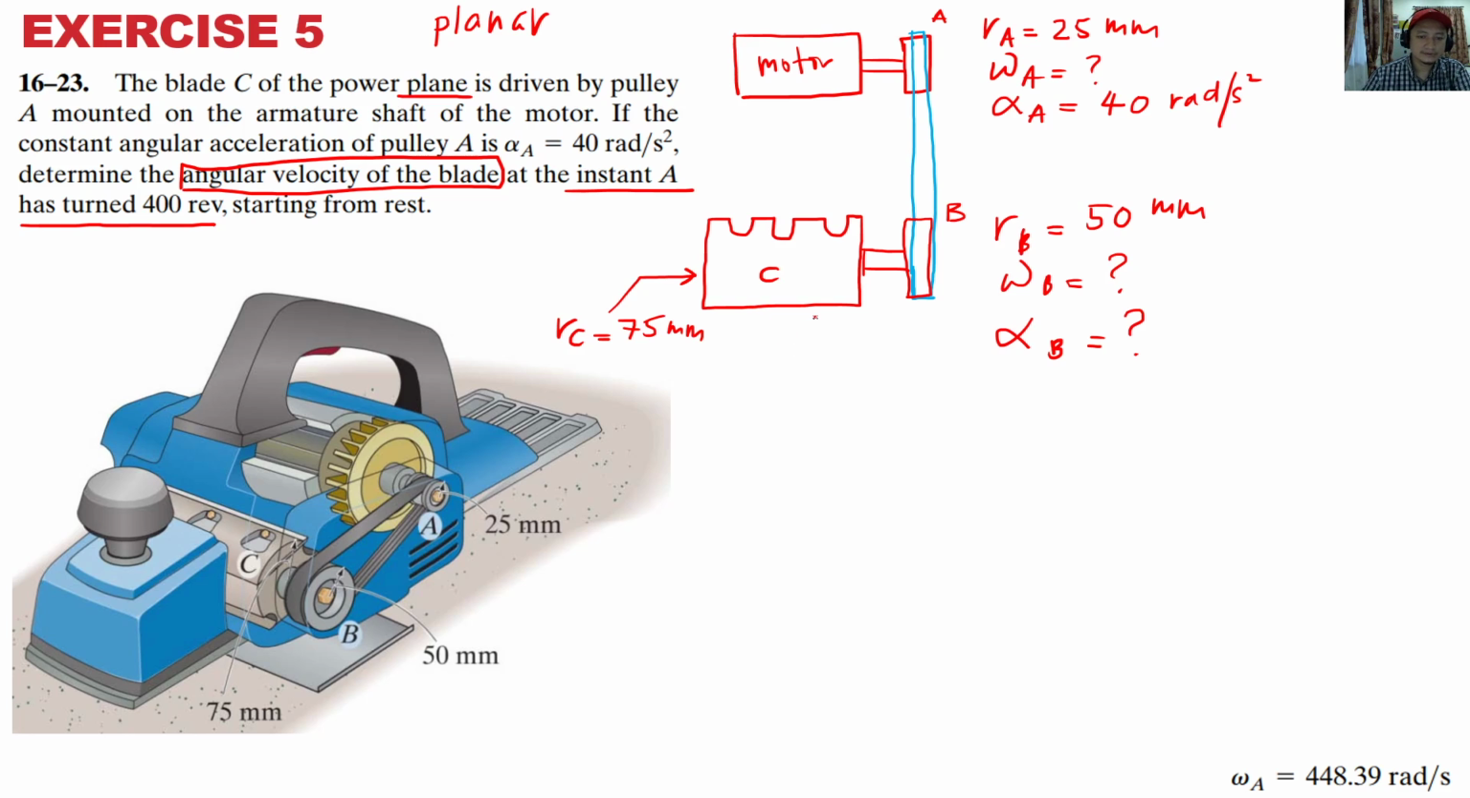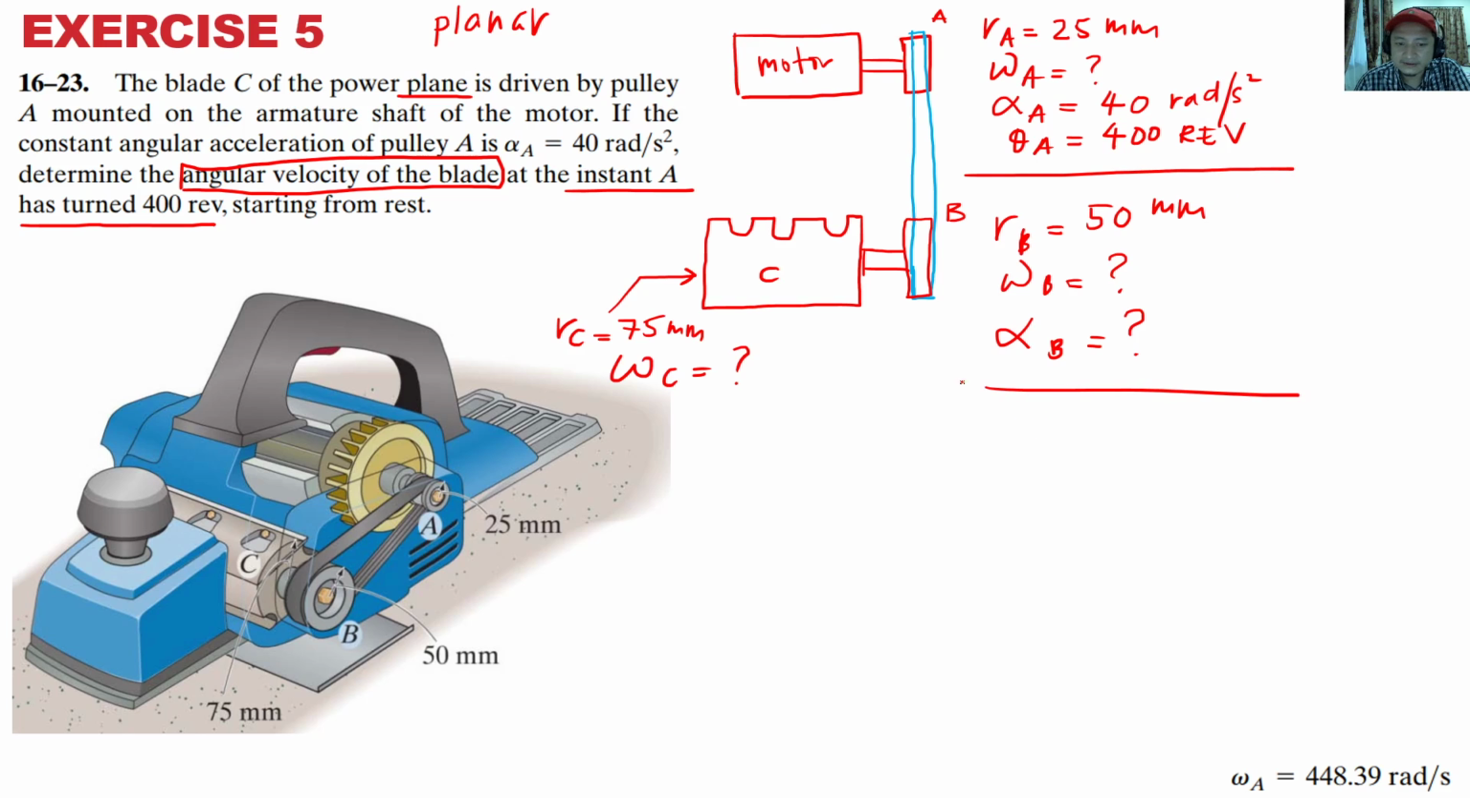What do we want to know? Determine the angular velocity of blade. Angular velocity. So we want to find omega C at the instant A has turned 400 rev. When theta A is equal to 400 revolution. Why is this question so long? So many information that you have to really understand.